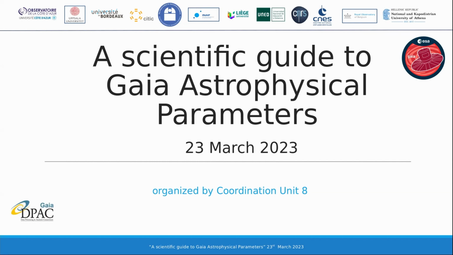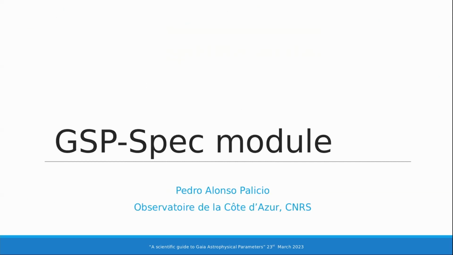Okay, thanks, Rosanna, for introducing me. I'm going to explain the GSPSpec module, which is a module devoted to the analysis of the RVS spectra derived from the CU6.